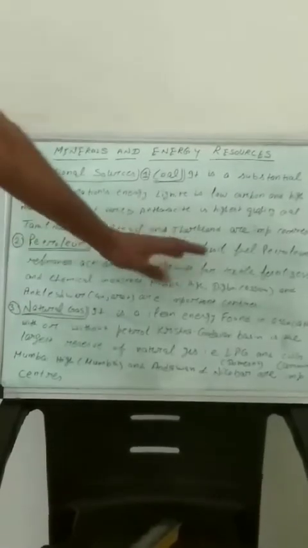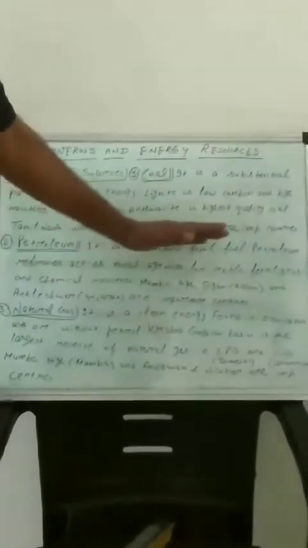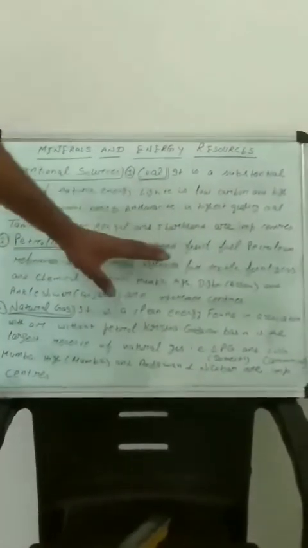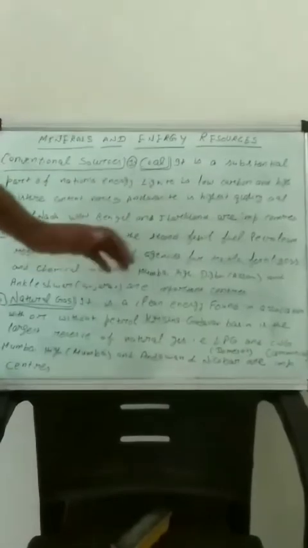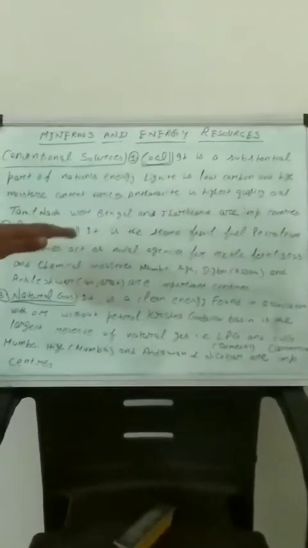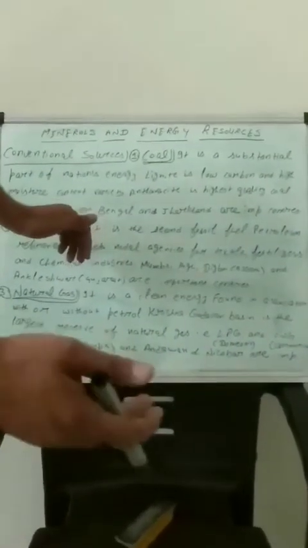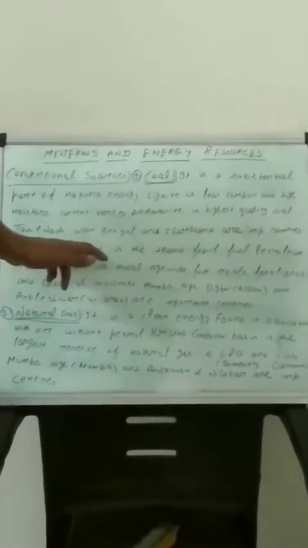The second point for conventional sources of energy is petroleum. It is the second fossil fuel after coal that we have used, obtained in the shape of crude oil. After that we get petrol, diesel, lubricants and other materials from it.